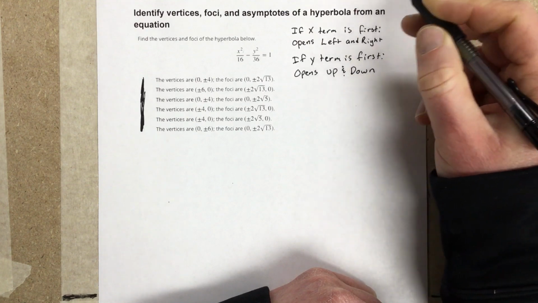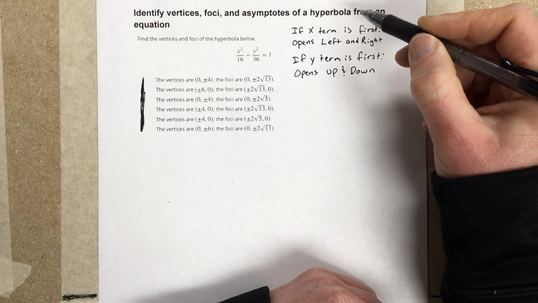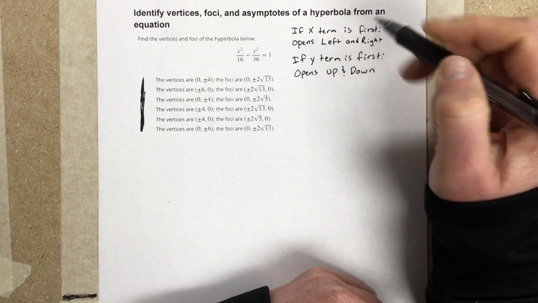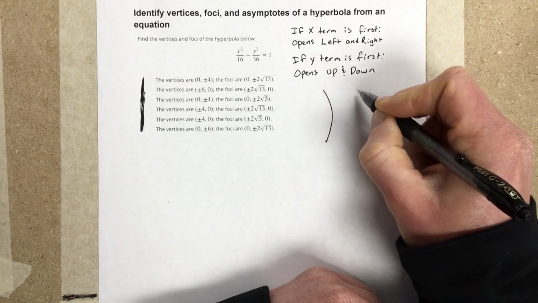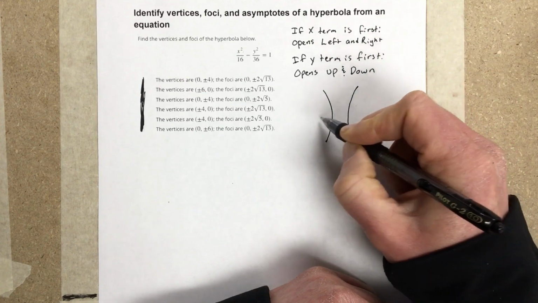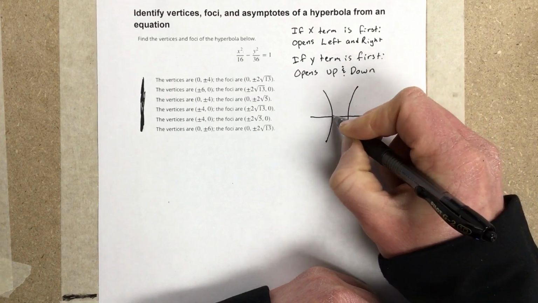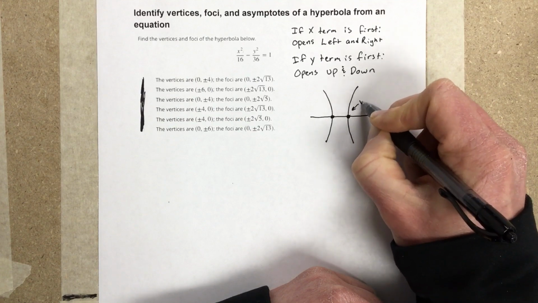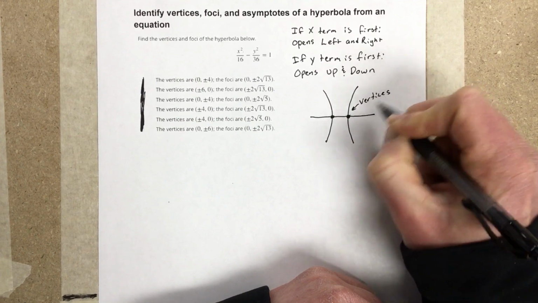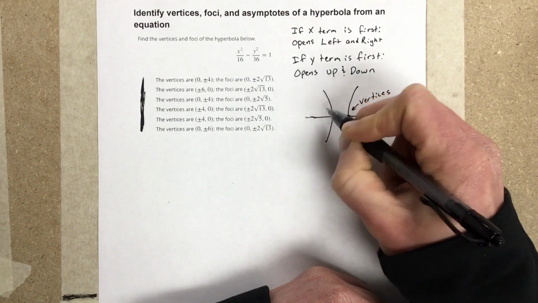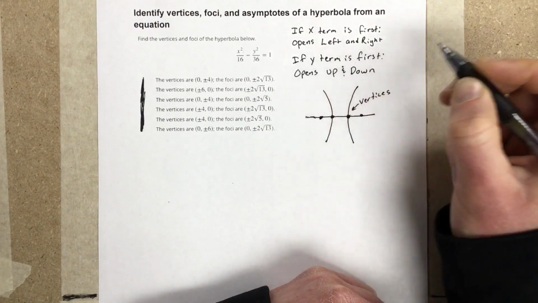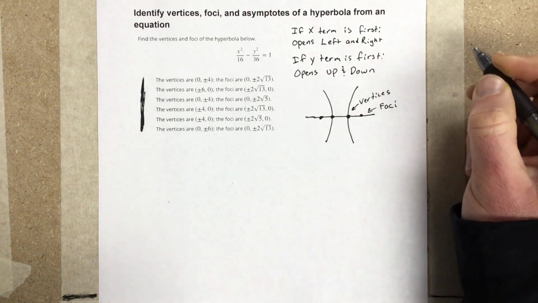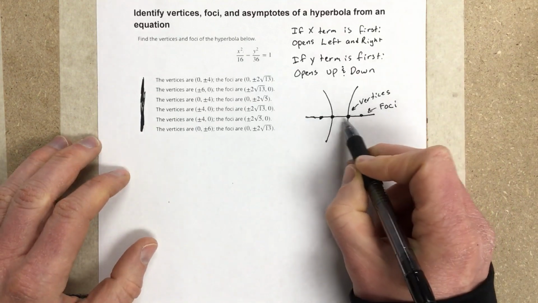Now that's important because when we look at this, we see the x term is first. It tells us it opens left and right, which tells us where our transverse axis is. So if we draw this hyperbola, it would look like this, opening left and right, and our transverse axis would be right here, the one that I just drew. So we'd have two vertices, and then our foci would be outside of those two spots. This would be the foci, one on each side, by the way.